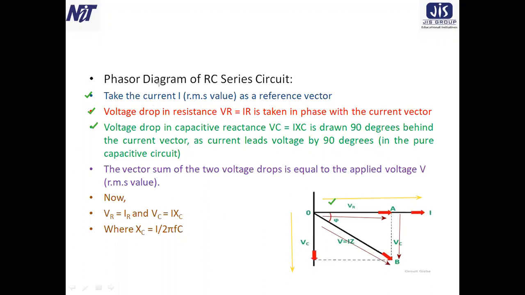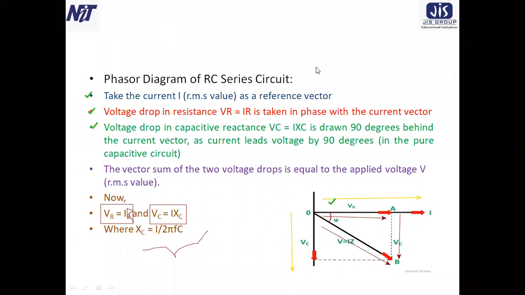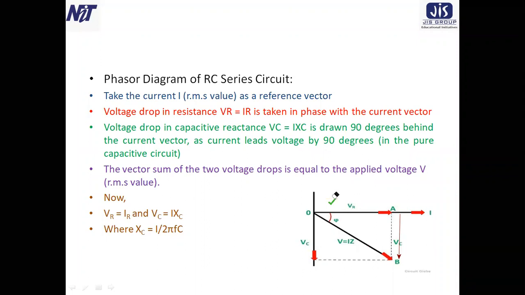Now we know that VR equals IR and VC equals I XC. So this is actually VR, V suffix R, not R. VR equals IR, the voltage drop across the resistor, and VC equals I XC, the voltage drop across the capacitor, where XC we already know equals 1 by 2 pi fC. So in this way, we can draw the phasor diagram of a series RC circuit. I think now you all are clear about this.